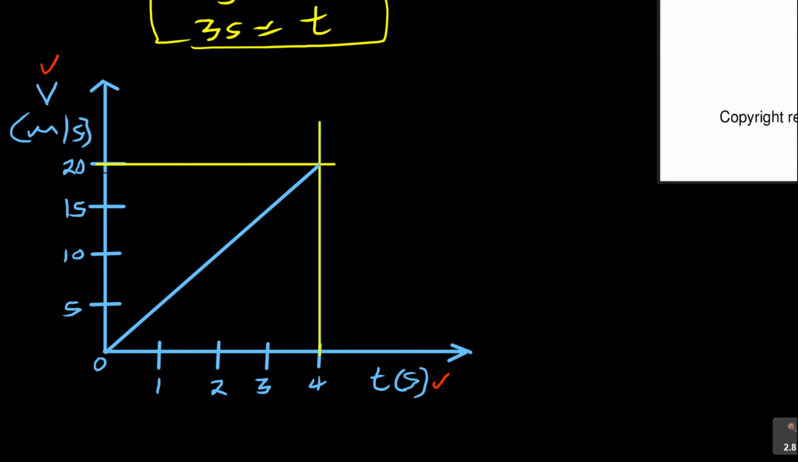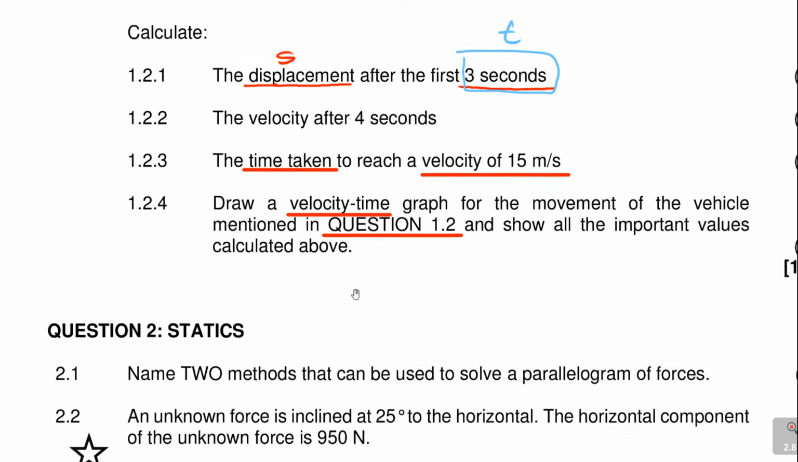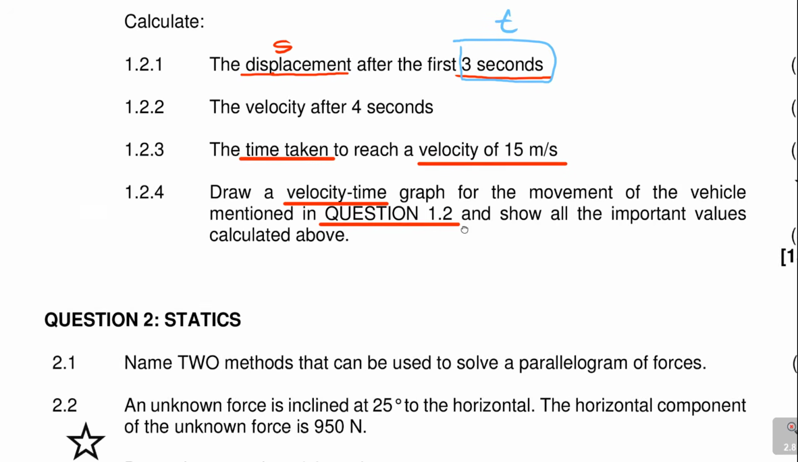The motion of this question, it was 4 seconds, and the velocity was 20 meters per second. You see? So let me just take this off. So that is the main thing. And then they said here, they said what? And show all the important values calculated above.